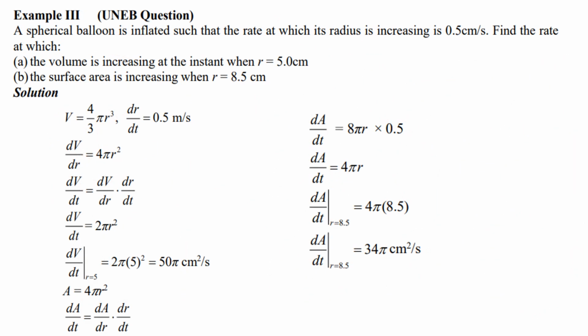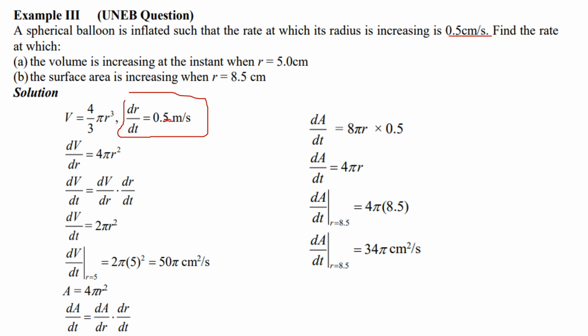Now looking at another example, we are seeing that here a spherical balloon is inflated such that the rate at which its radius is increasing is 0.5 centimeters per second. So the first thing we note is that dr/dt, which is given in the question, is 0.5 centimeters per second.